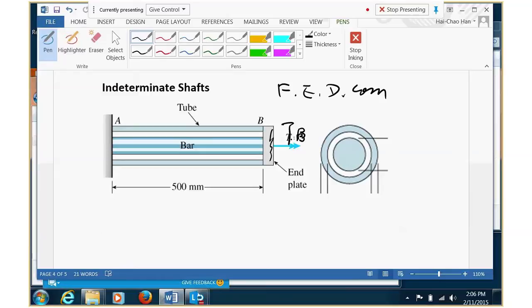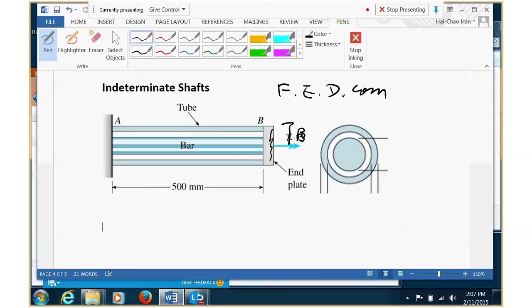Why is it determinate? How many unknown reactions do you have? One or two? Two. Why do you say two? Because you have a solid shaft, the mandrel inside, that's going to get a reaction from the wall. And then you have the shell, the cylinder, that's going to have a reaction from the wall. Therefore, you have two unknowns, right?